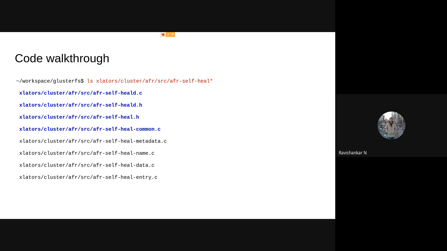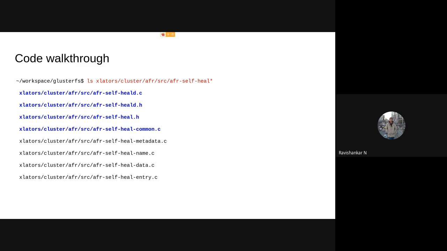In the earlier seminar, we saw that there are different types of transactions from the IO path: data transaction, metadata transaction and entry transaction. If one of them fails, the respective xattr would be set. The self-heal daemon would then figure out what type of heal needs to be done based on the xattrs, and then it will do the necessary heal.